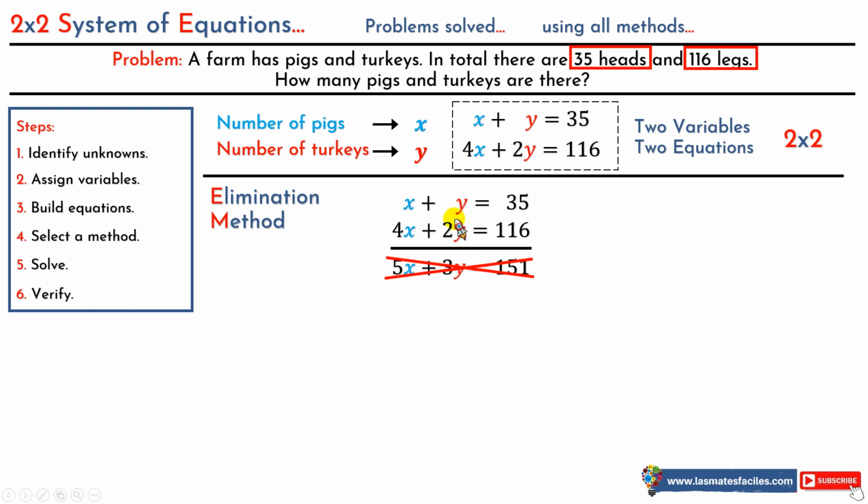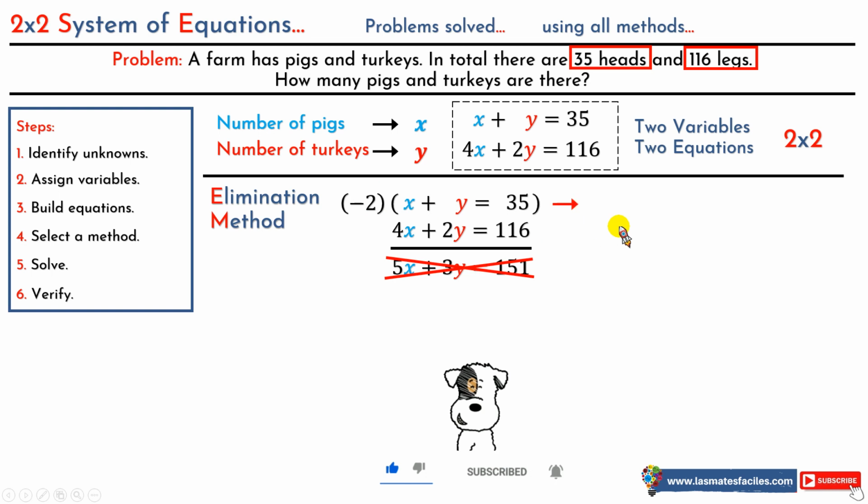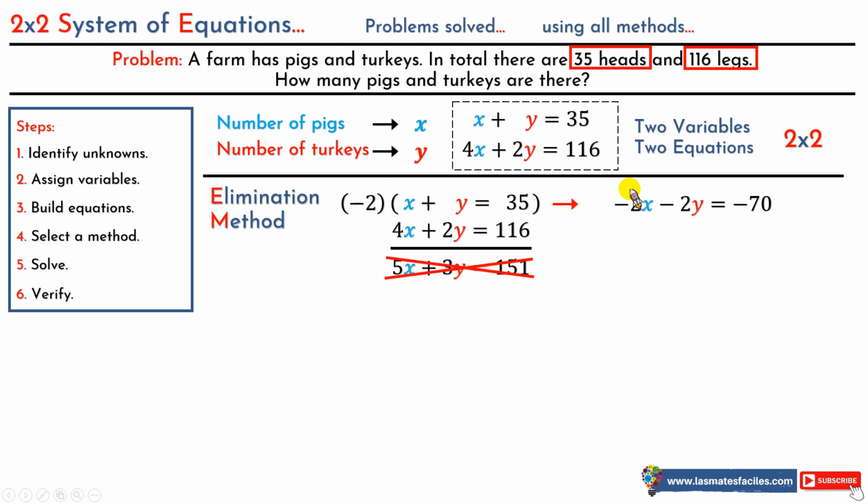It's very simple. What we'll do is multiply one of the equations by the most convenient number. Okay, let's prepare the first equation. Let's multiply this equation by minus 2. Minus 2 times x equals minus 2x. Minus 2 times y equals minus 2y. Minus 2 times 35 equals minus 70. But why multiply by minus 2?